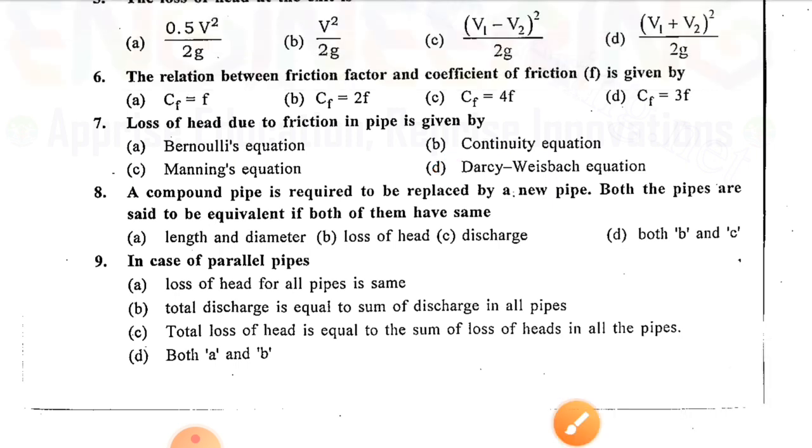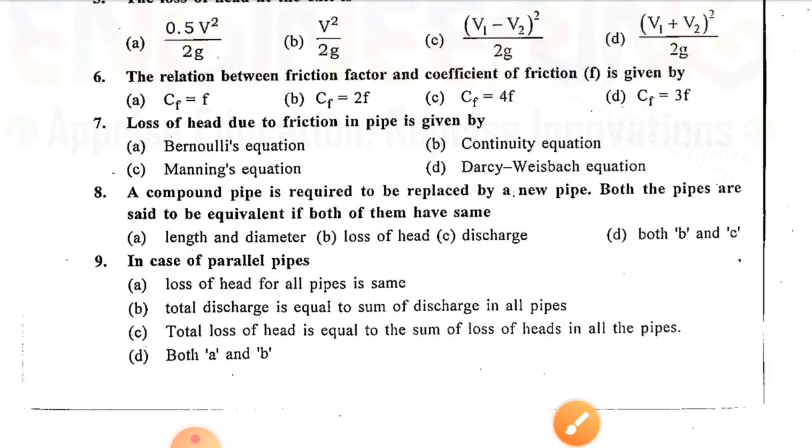Question number 8, a compound pipe is required to be replaced by a new pipe. Both the pipes are said to be equivalent if both of them have same. Option A, length and diameter. Option B, loss of head. Option C, discharge. Option D is correct, both B and C.